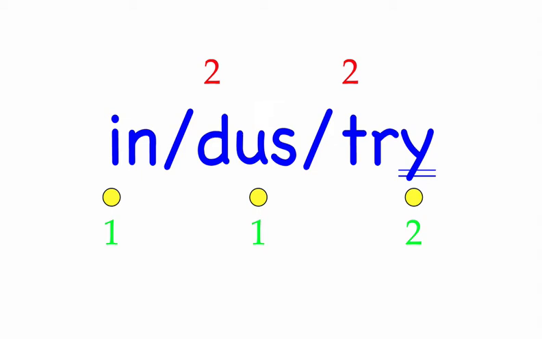Badminton. Would you like to play a game of badminton? First syllable bad, 3 sounds. B, a, d. Min, 3 sounds. M, I, n. Ton, 3 sounds. T, a, n.